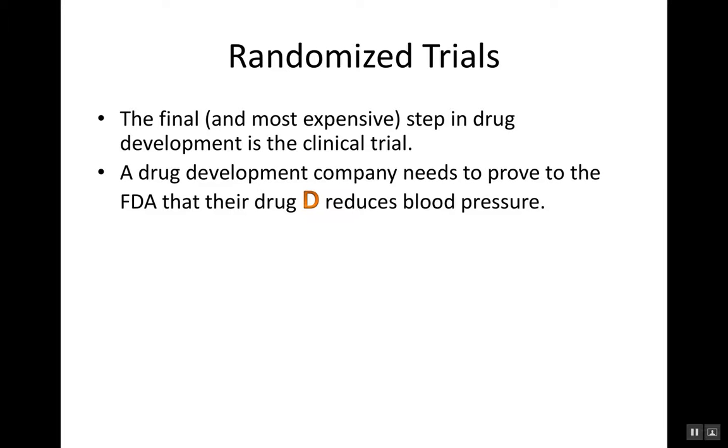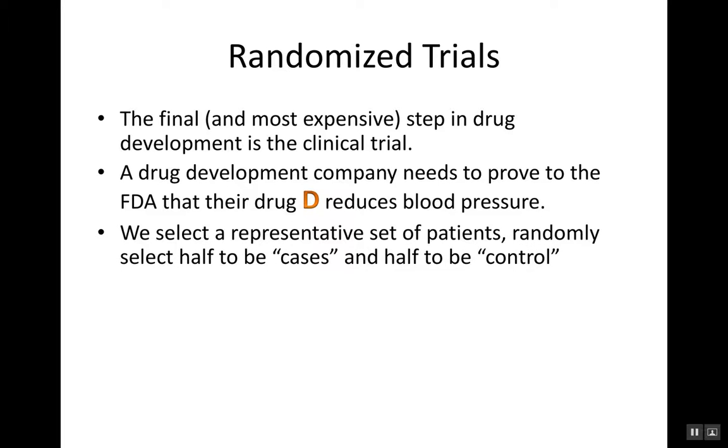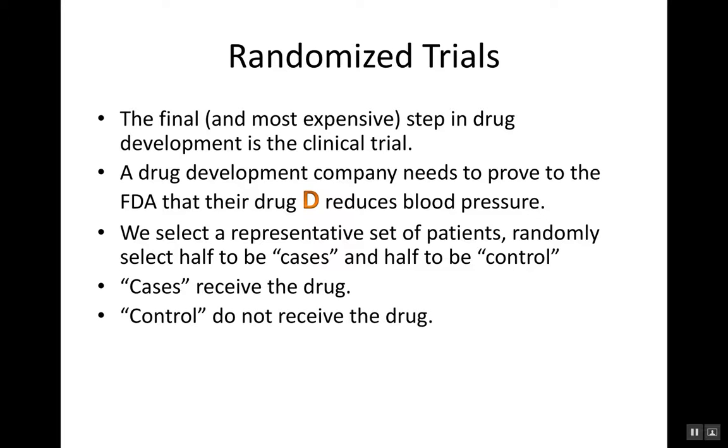The drug company needs to prove to the FDA, the Food and Drug Administration in the United States, that their drug, let's call it D, reduces blood pressure, let's say. So how do we do that? We select a representative set of patients, randomly select who have to be cases and who have to be controls. The cases will receive the drug, and the control will not receive the drug.